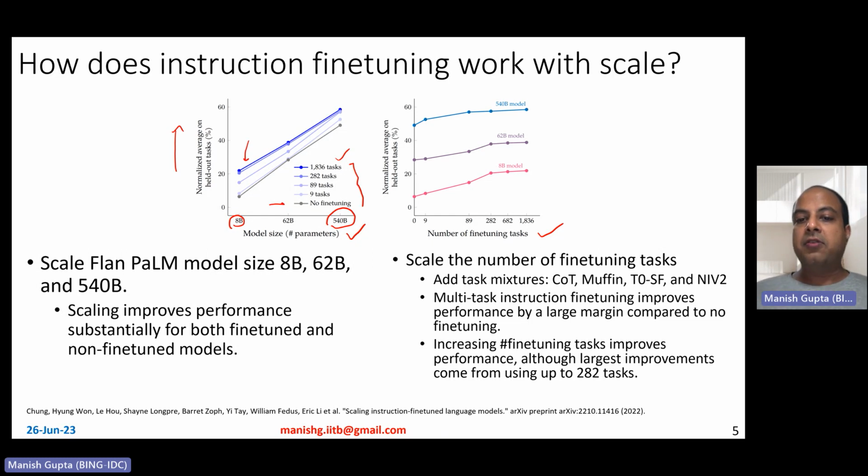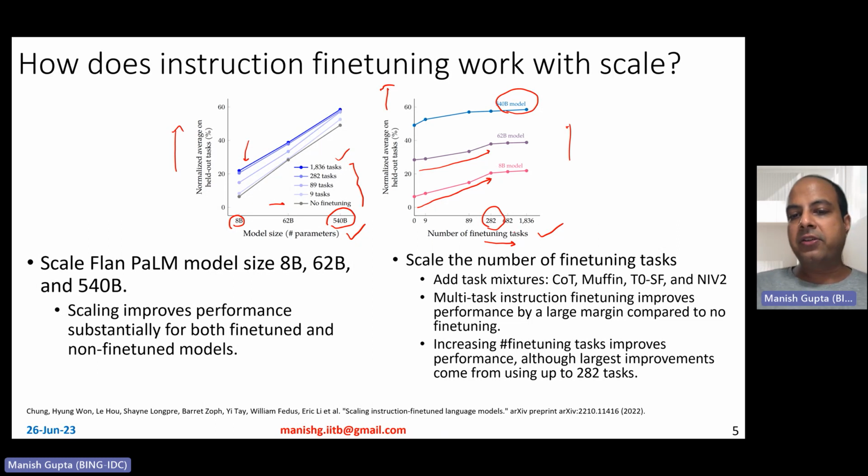Now, what you see on the right side is, on the x-axis, the number of fine-tuning tasks, and on the y-axis, the accuracy. Of course, larger size models are expected to have higher accuracy. But what you also observe is that as you increase the number of tasks, the accuracy typically increases, up to 282 tasks. After that, the improvement is rather marginal, right?